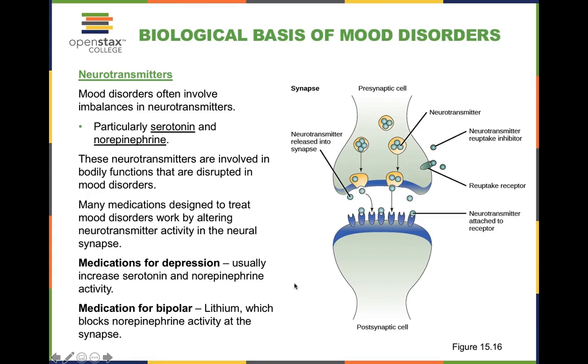All right. Now, when it comes to bipolar, lithium is commonly prescribed, which blocks norepinephrine activity. It works as an antagonist. In that regard, it blocks norepinephrine activity at the synapse from binding to its applicable receptors.